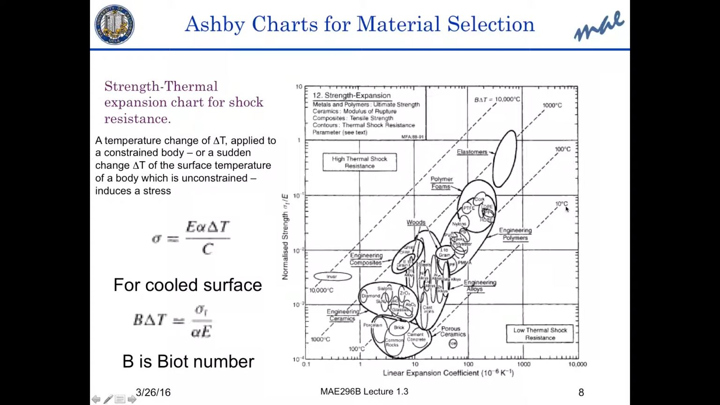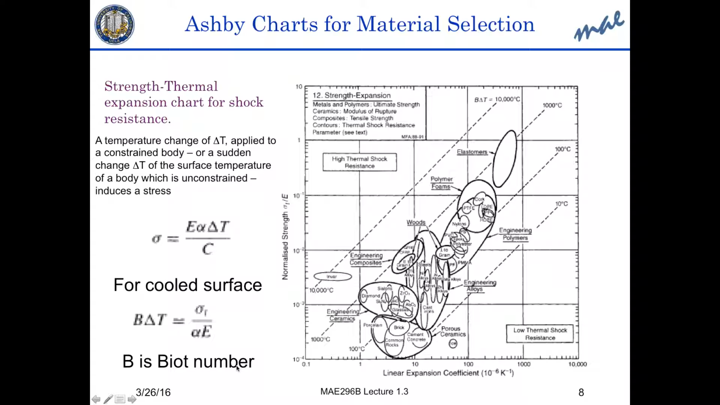So 10 degrees can cause cracking, 100, 1,000, and 10,000. However, since we have to consider cooling, the speed of cooling, then instead of delta T, we would use a parameter called B times delta T, where B is the Biot number, and the Biot number is the ratio of convective to conductive cooling.